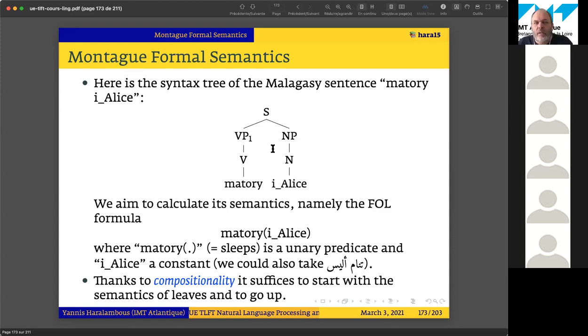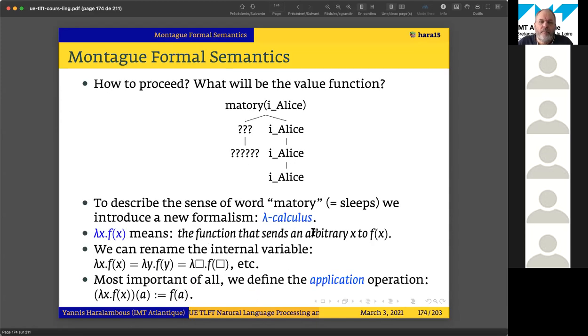And this method here is composition. It's application. So you apply the left part to the right part. And for this, we have introduced lambda calculus. So some of you may have known it already. Some others may have discovered it. It's just a formalism that is heavily used in computer science, in theoretical computer science, and that has been used heavily by Montague and people following Montague, but it's a bit less used today.